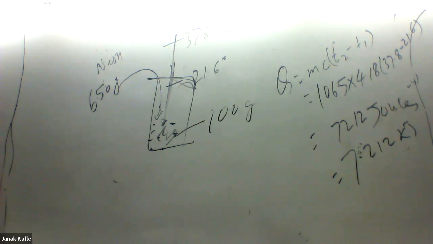Make sense? If you got that, pretty simple, right? Just take some water in the coffee cup calorimeter, 100 gram, measure the temperature, that is 21.6 degrees centigrade.